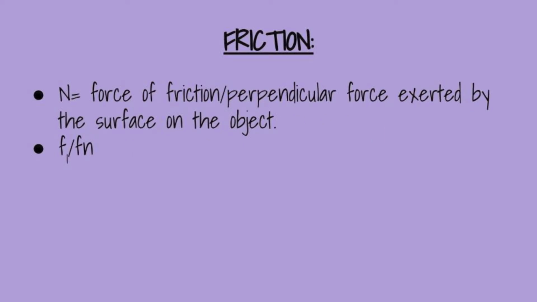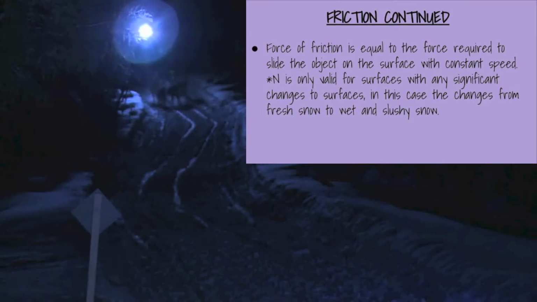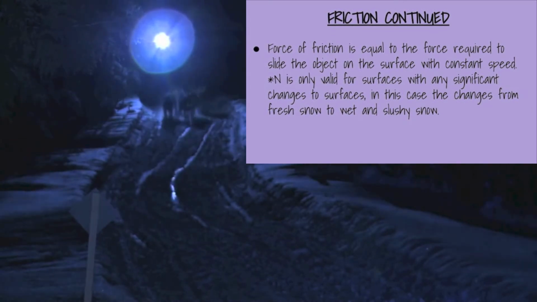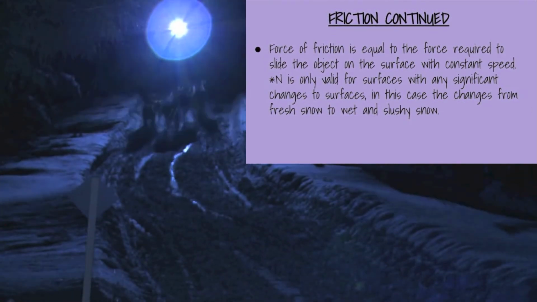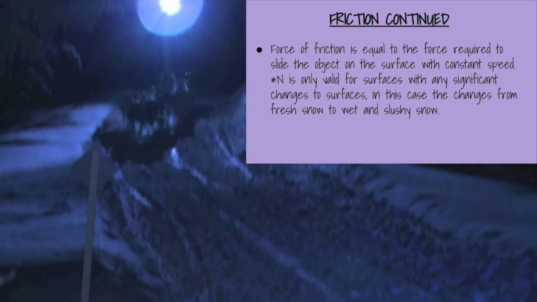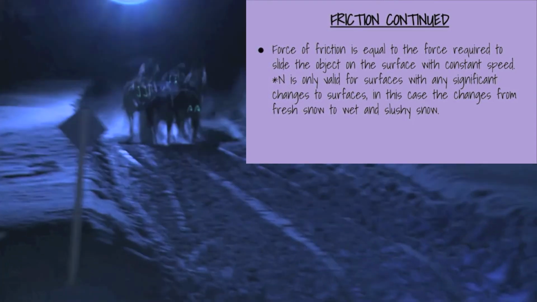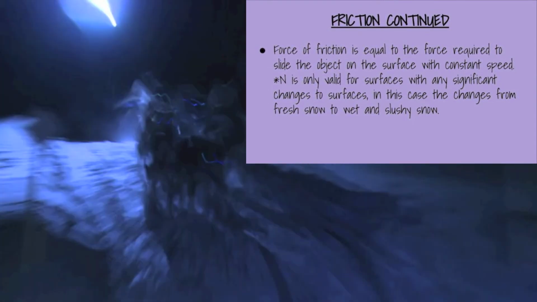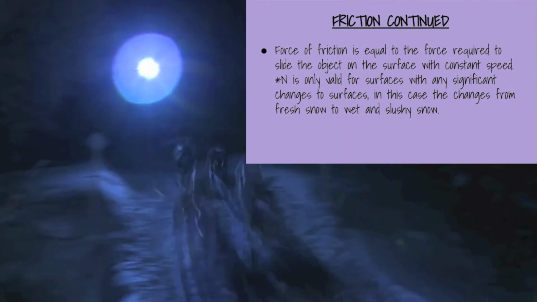Friction: μ equals force of friction divided by the perpendicular force exerted by the surface on the object, F_f divided by F_N. Force of friction is equal to the force required to slide the object on the surface with constant speed. μ is only valid for surfaces without any significant changes to the surface; in this case, the changes are from fresh snow to wet and slushy snow.